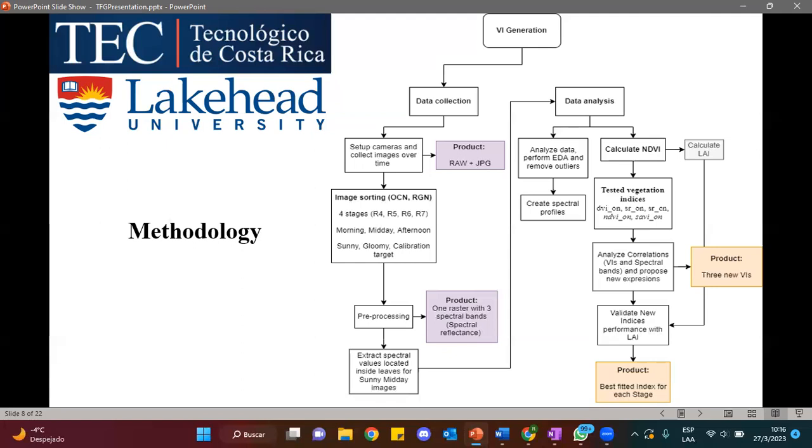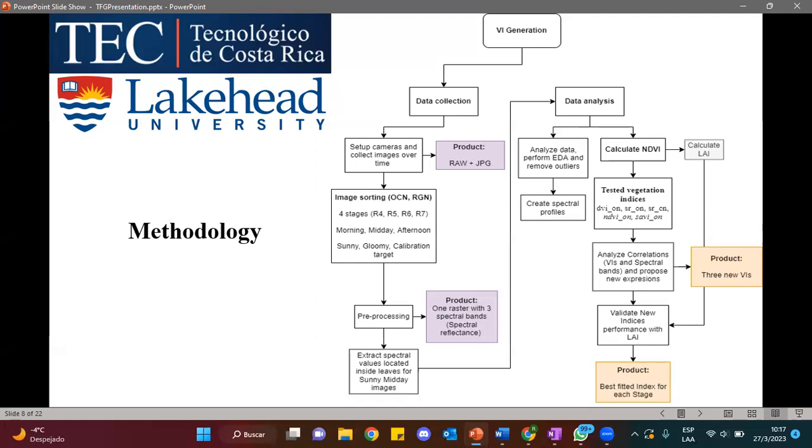And then using RStudio, we could extract spectral values located inside leaves and different pixels for sunny midday images. Now, having all the data, for the data analysis, exploratory data analysis was applied and then outliers were removed. And now, having a clean data set for each stage, it was easy to create the spectral profiles.